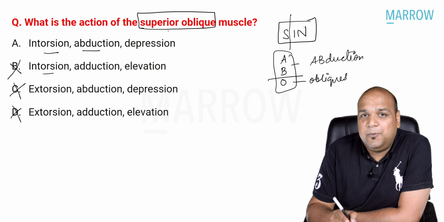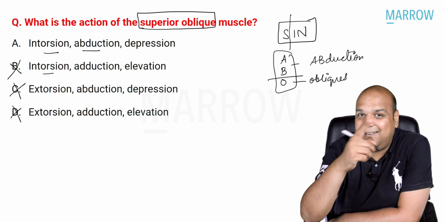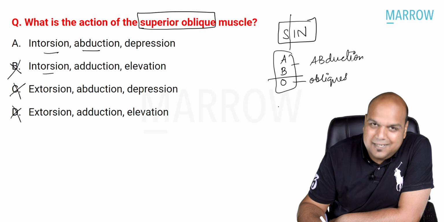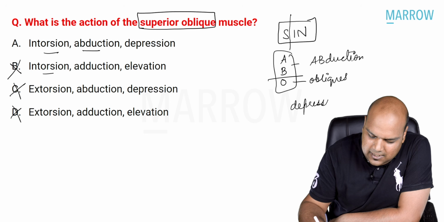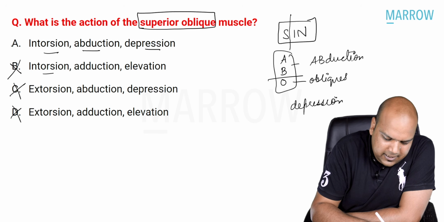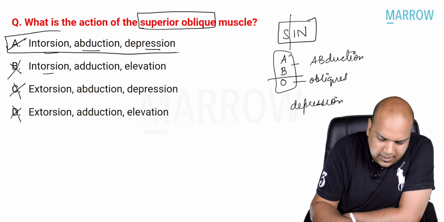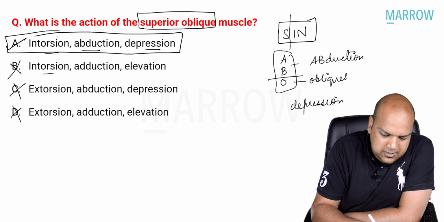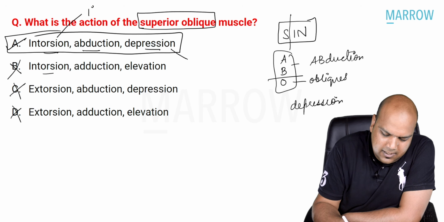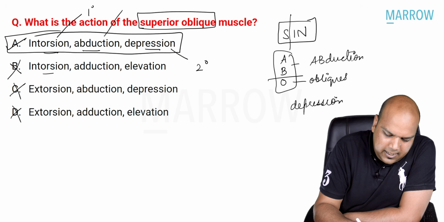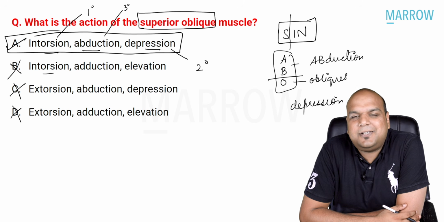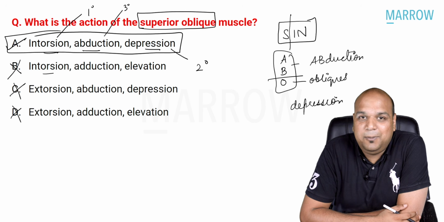Then I know the superior oblique, even though it is a superior muscle, has an opposite secondary action. Superior muscle should have caused elevation, but instead it causes depression. So I check and I get the right answer. Intorsion, abduction and depression. Intorsion, everybody, is the primary action. Depression is the secondary action, and abduction is the tertiary action. Yes or no, everybody? I hope you remember this.